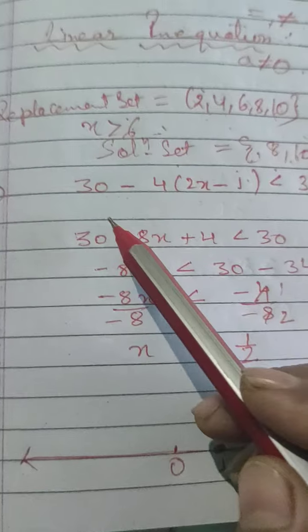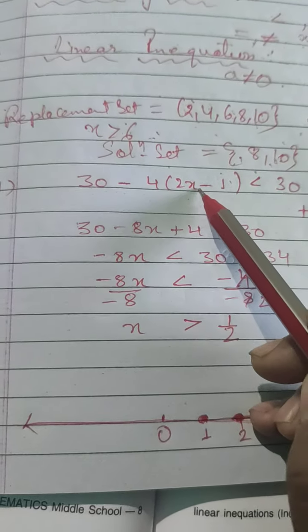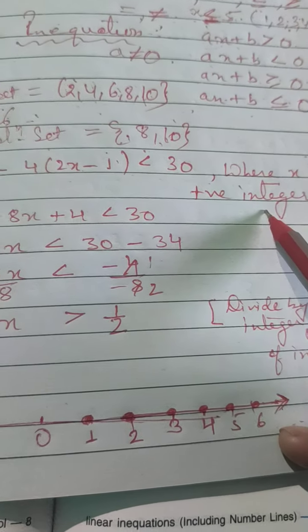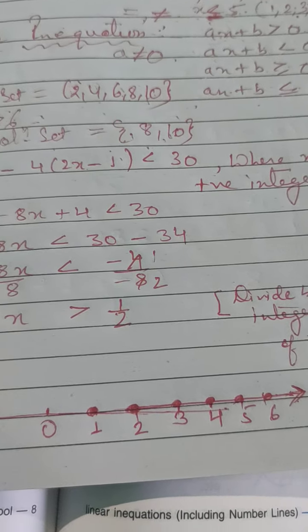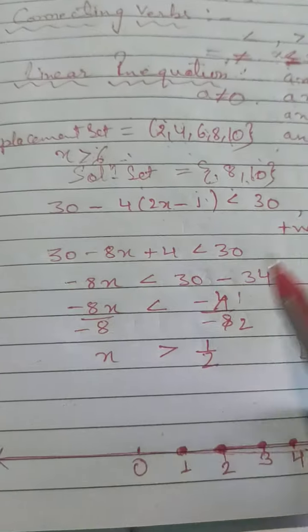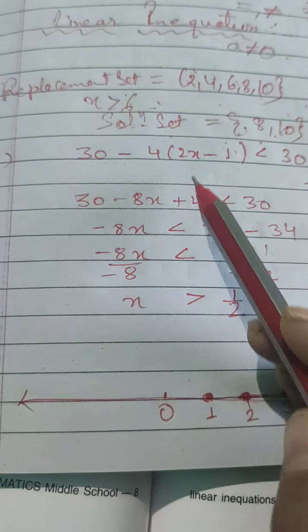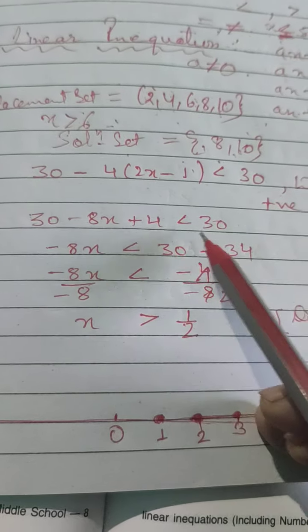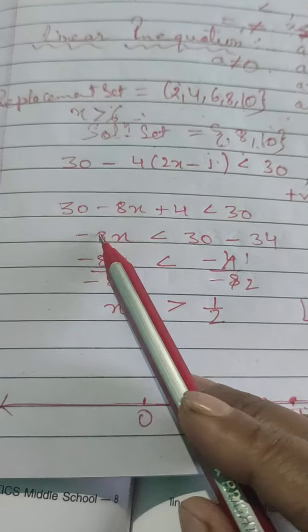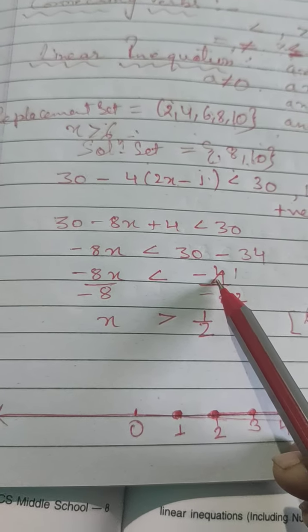Just see here, the question is 30 minus 4 times (2x minus 1) less than 30, where x is a positive integer. You have to find the solution set, children, and draw the number line also. How will you find the solution set? First of all, solve as it is. 4 times 2 is 8, minus, and 4 times 1 is 4, with the same sign. Now here is minus 8x, and here is minus 4, children.